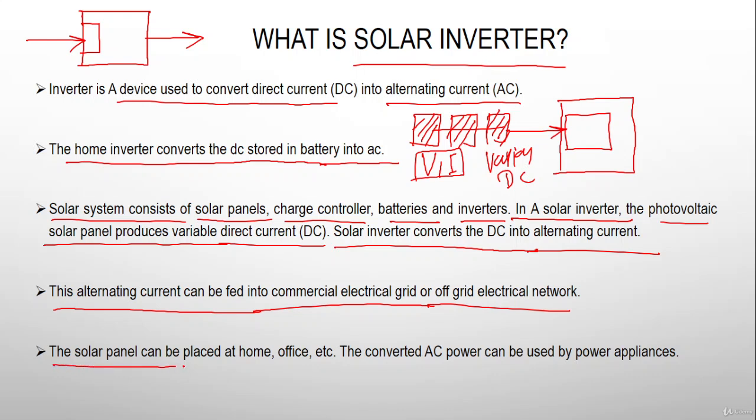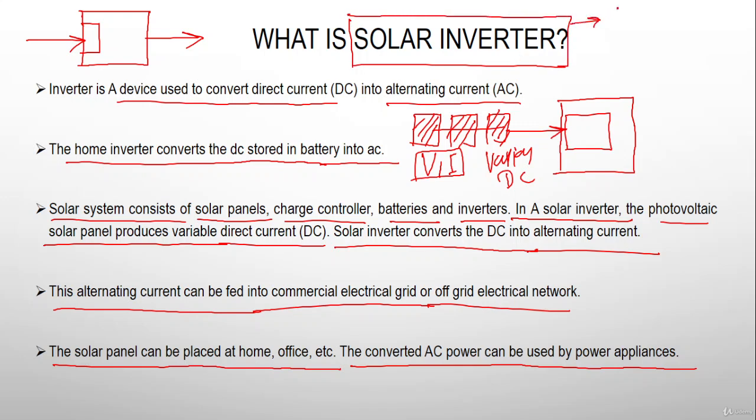The solar panels can be placed at a home or office over the rooftop area, and this converted AC power can be used to power the home appliances. So when we compare the normal inverter and the solar inverter, the solar inverter is the intelligent inverter compared to the normal inverter.